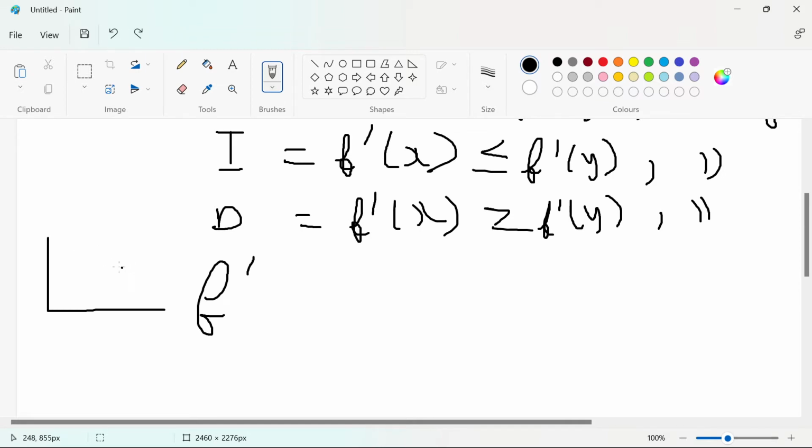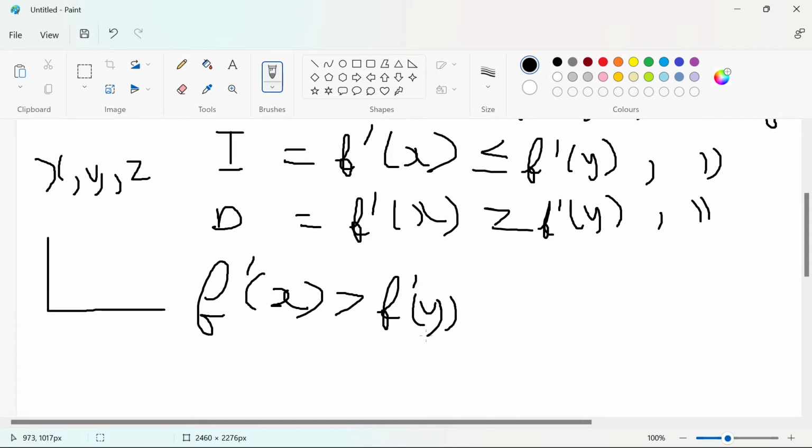So there isn't just a value of x and y, there may be values x, y, z, etc. That's why, for neither increasing nor decreasing, it will be like f of x is greater than f of y, and f of y is less than f of z. This is the function. Let me give you an example.